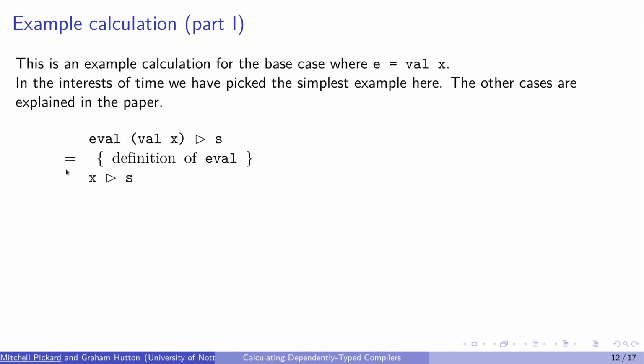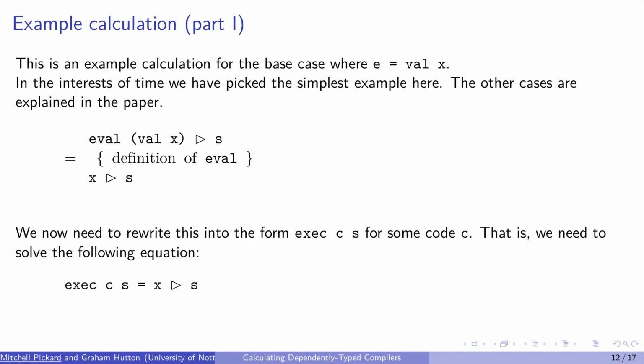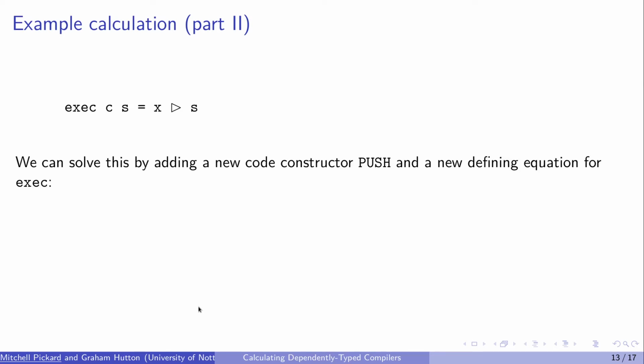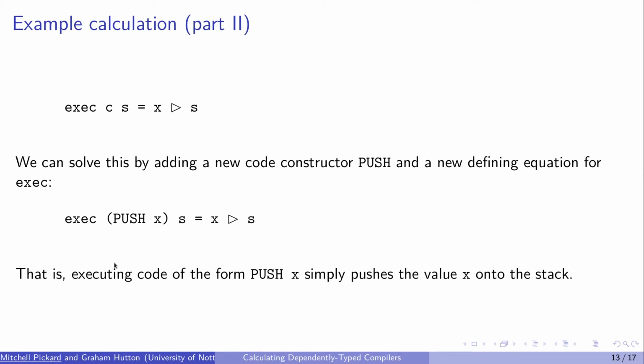Now we're a little bit stuck. There's nowhere obvious to go from here, but we can remember that our aim is to rewrite this into the form exec C S. So we need to essentially solve this equation, which will allow us to rewrite the right-hand side into the left-hand side. And we can solve this because this C is existentially quantified. We can create a new code constructor here. So we're going to call it push because, as you'll see, it simply pushes a value onto the stack. But the important part here is that this constructor captures all of the free variables on the right-hand side.